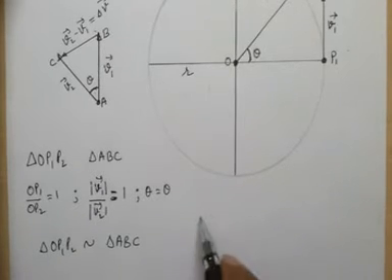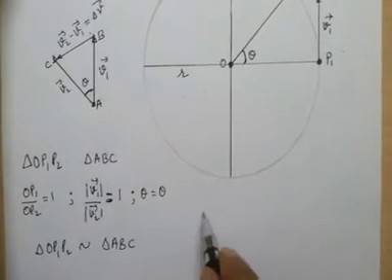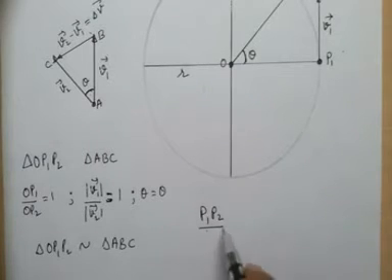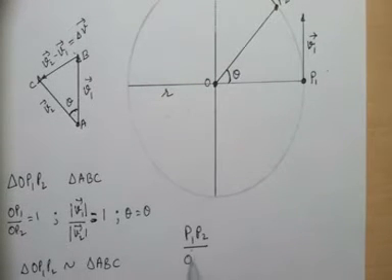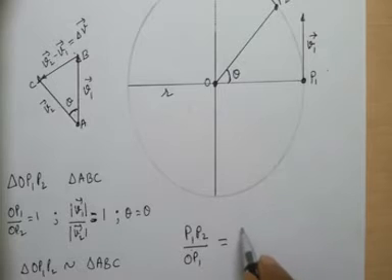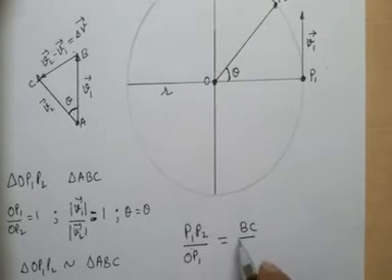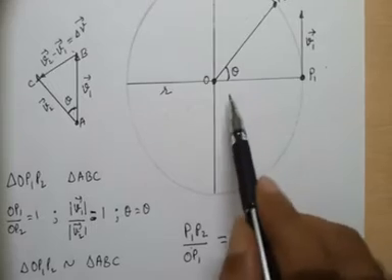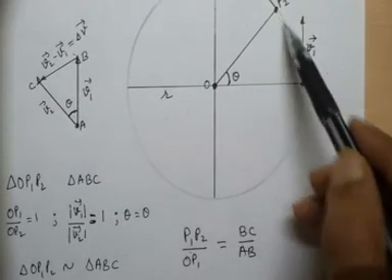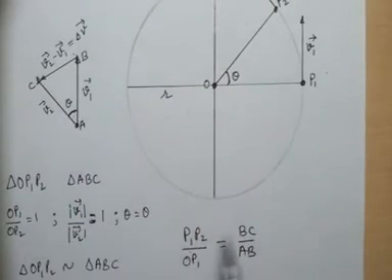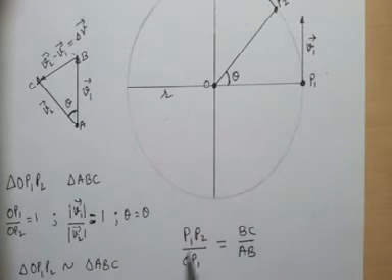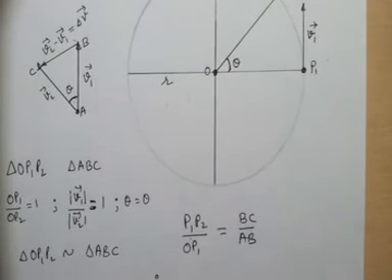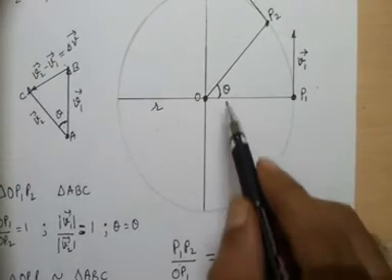For triangle OP1P2, if I take P1P2 upon OP1, that will be equal to the corresponding sides ratio for triangle ABC, and that will be BC upon AB. The side corresponding to P1P2 is BC, and for OP1, the corresponding side is AB. So this ratio is equal.